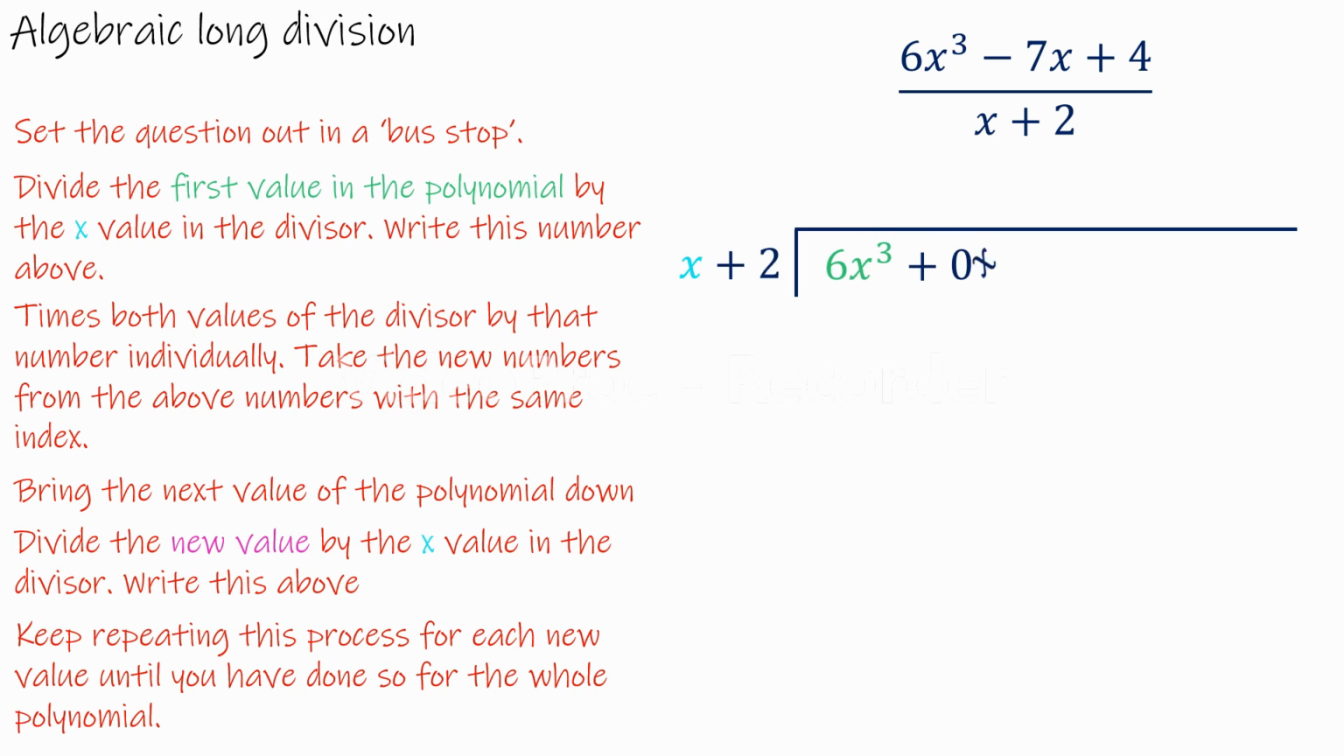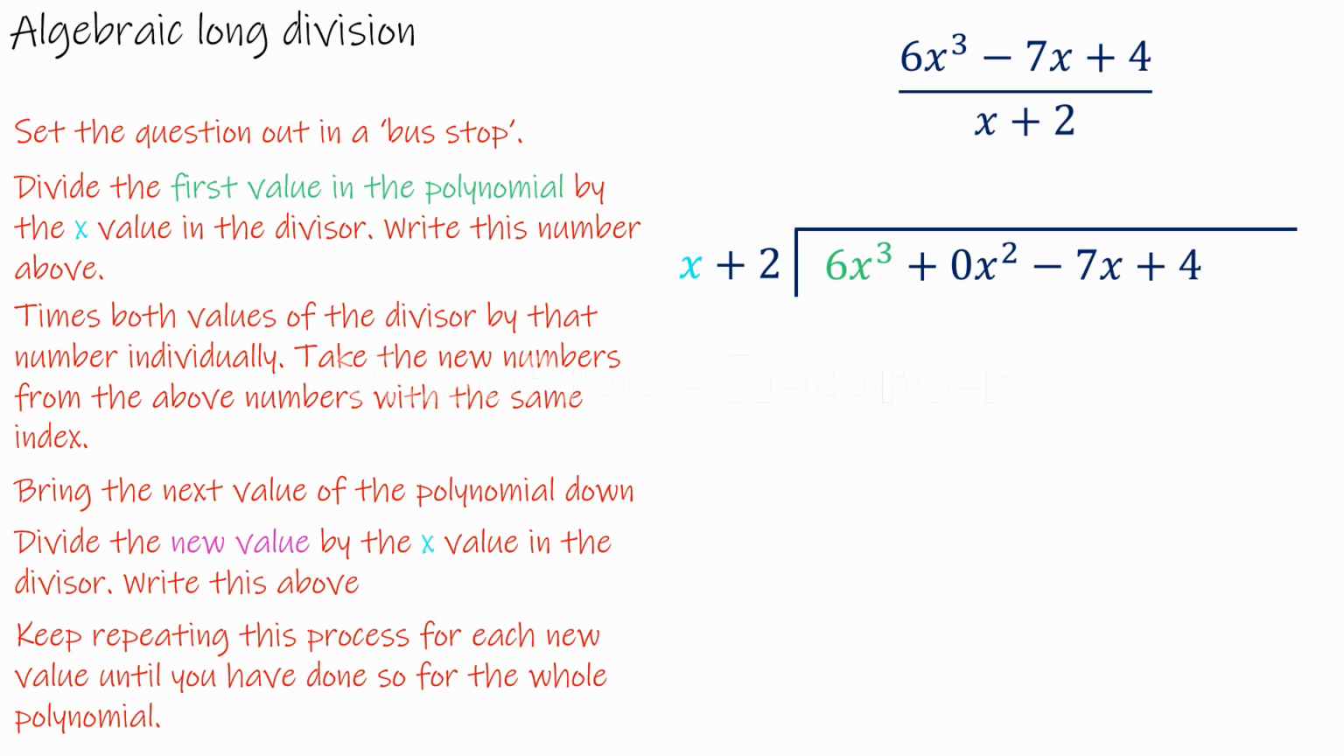It should be noted that you'll notice we have 0x squared here. Now this is because the values in our polynomial under this bus stop must count down in powers. So we have x cubed, then x squared, then x to the 1. Obviously we don't write to the 1, but it's effectively there, and then effectively we have x to the 0, because anything to the power of 0 is 1, and 4 times 1 is just itself. So make sure if in the question you don't have, say, an x squared value, you write that in with a placeholder of 0x squared, and then we do have to work with that.